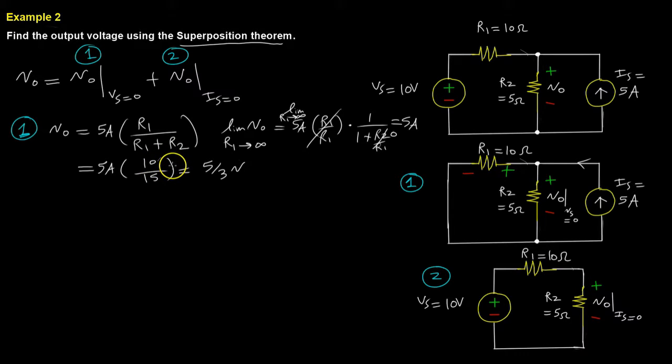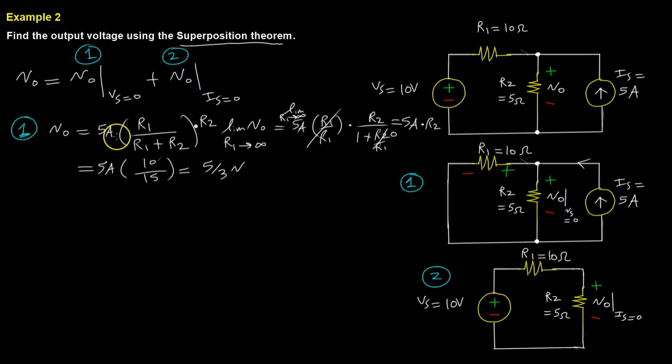Let's see here. Sorry, so it looks like I'm forgetting something. Once I found this current, I'm forgetting to multiply that by the resistor value. So I forgot to multiply by the resistor value times R2. So I hope that didn't confuse you.